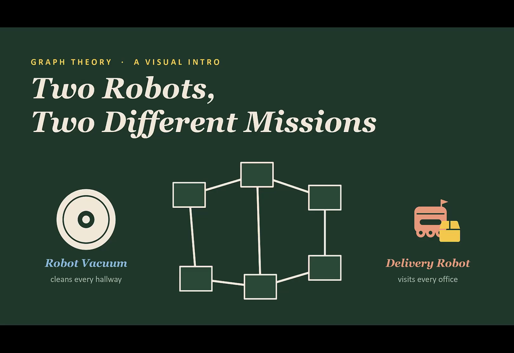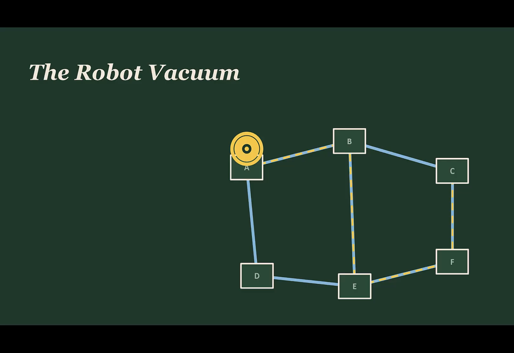Everybody, today we're going to compare two navigation problems that might seem almost identical at first, but they lead to two very different ideas in graph theory. The first robot is a vacuum robot. Its job is to clean every hallway in the building.